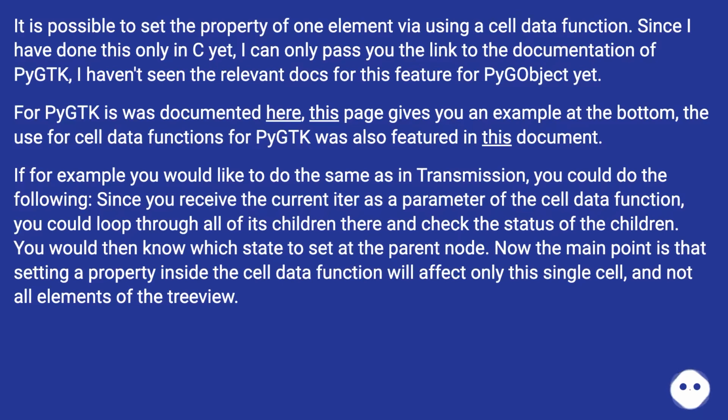If, for example, you would like to do the same as in Transmission, you could do the following. Since you receive the current iter as a parameter of the CellData function, you could loop through all of its children there and check the status of the children. You would then know which state to set at the parent node. Now the main point is that setting a property inside the CellData function will affect only this single cell, and not all elements of the tree view.